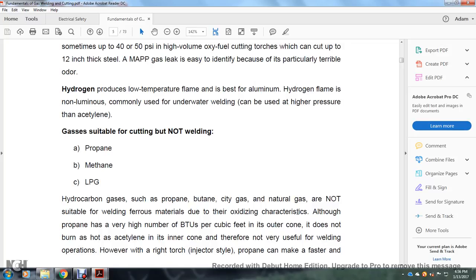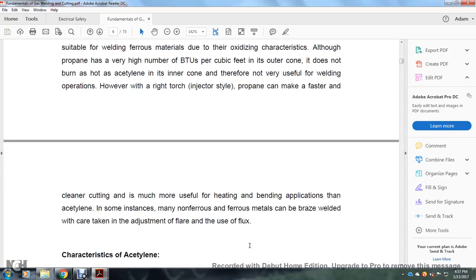Although propane has a very high number of BTUs per cubic foot in the outer cone, it does not burn as hot as the acetylene inner cone. They're not very useful for welding operations. However, with the right torch injector style, propane can make a faster and cleaner cut and is much more useful than acetylene for heating and bending applications. In some instances, non-ferrous and ferrous metals can be brazed or welded, which can take an adjusted flame and the use of flux.